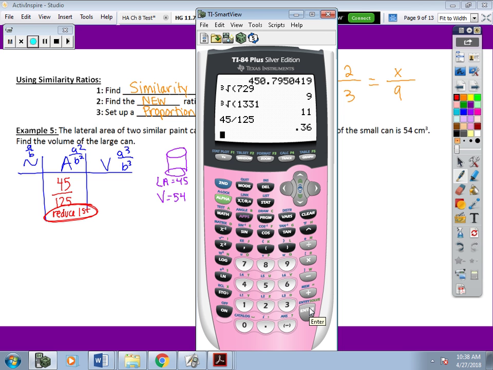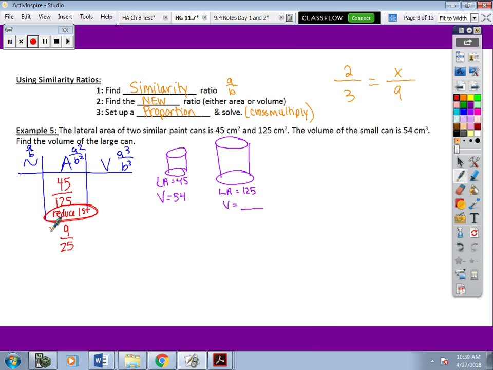If you have a graphing calculator, you press math, arrow to fraction, which is the very first option. You hit enter 2 times, it gets you 9/25. On the simple calculators, there's an F to D button that you can use to change the decimal back to a fraction. So we do get 9/25. That's still under the area column. Now we can square root to get back to our similarity ratio, which is 3 to 5.